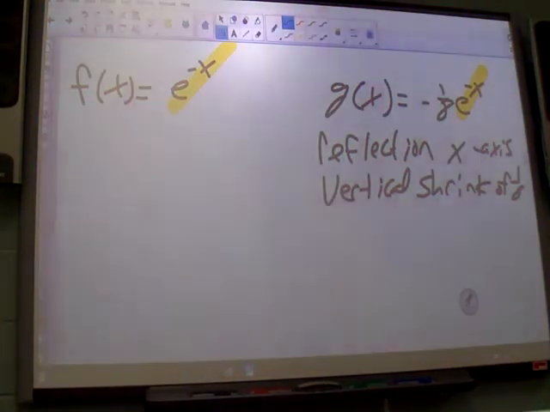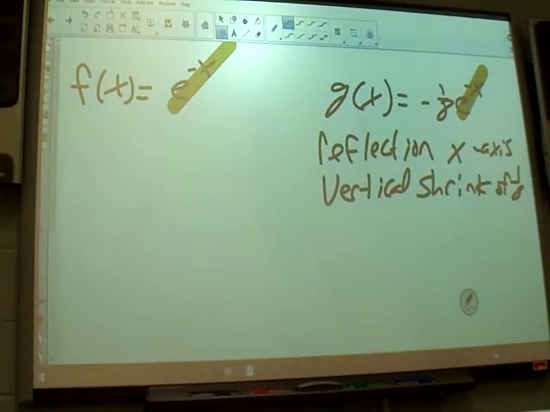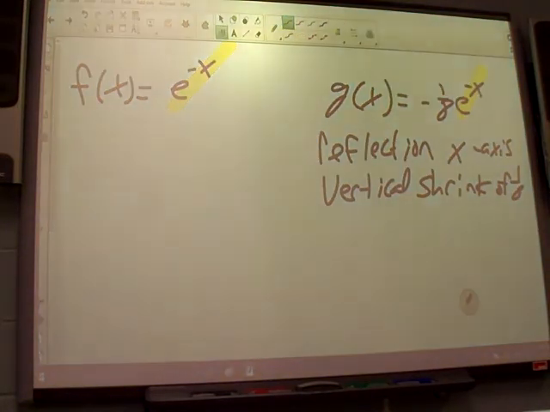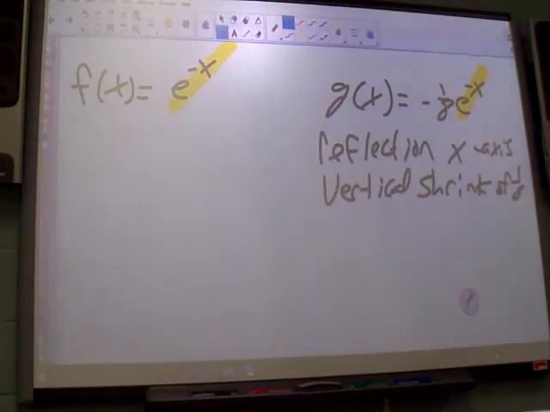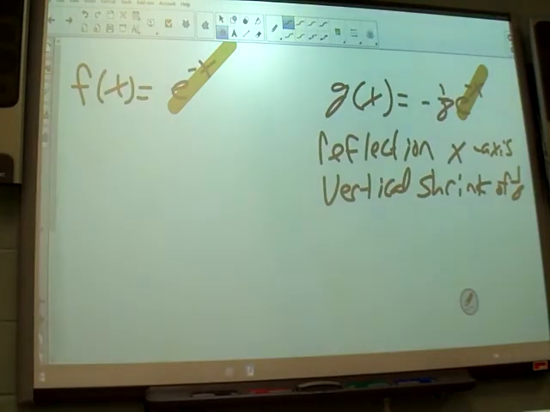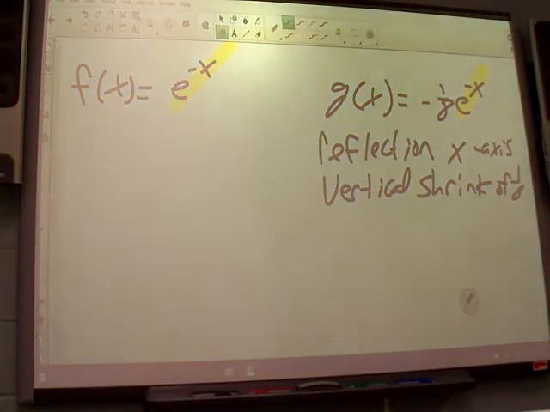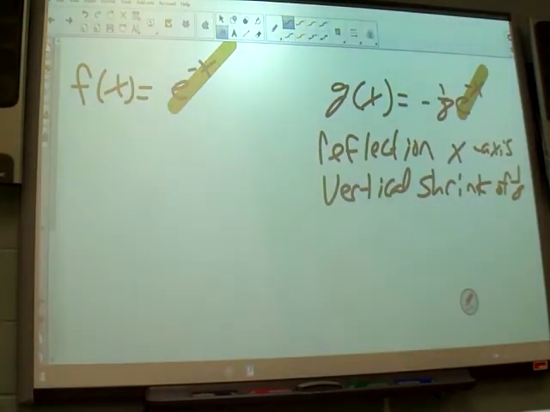Vertical shrink of 1/8. When y'all miss these on a test, it's usually the shrinking and stretching that you miss. Just reason your way through it. See if it's in front of the whole thing or just with the x. If it's in front of the whole thing, you don't flip it. If it's just with the x, you do flip it. Reason your way through those.